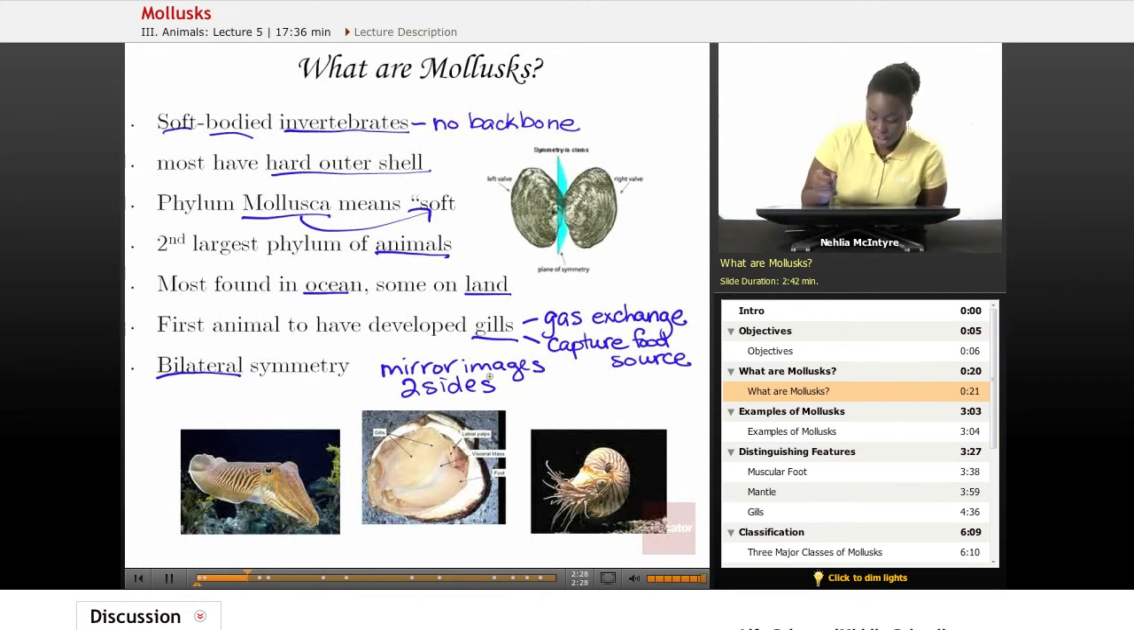Here are some pictures of mollusks, and here is also an example of what that bilateral symmetry would look like in a clam. A clam has two parts of its shell, and it's kind of like a hinged shell. So if you open up that hinge, you would see that the right and left sides are identical. Here is another example, a picture of a mollusk, and it shows you where the gills would be located. They would be located here inside of this particular mollusk. And again, those gills are used for gas exchange.